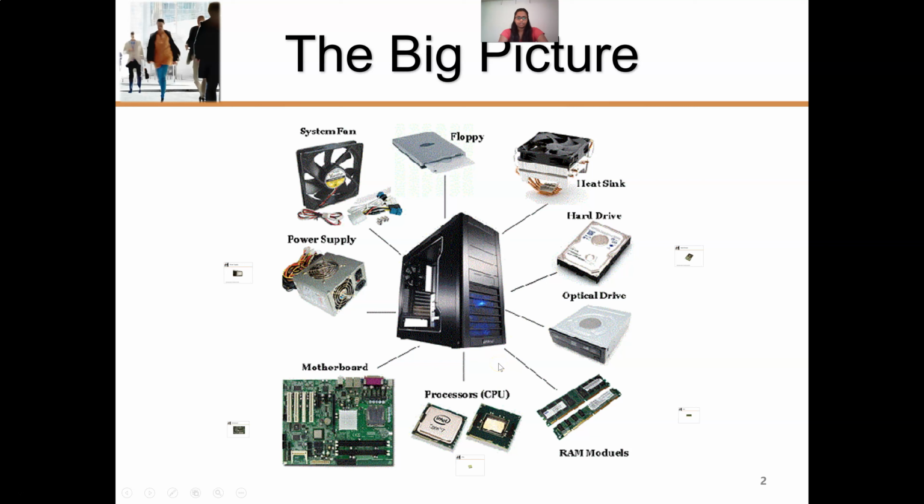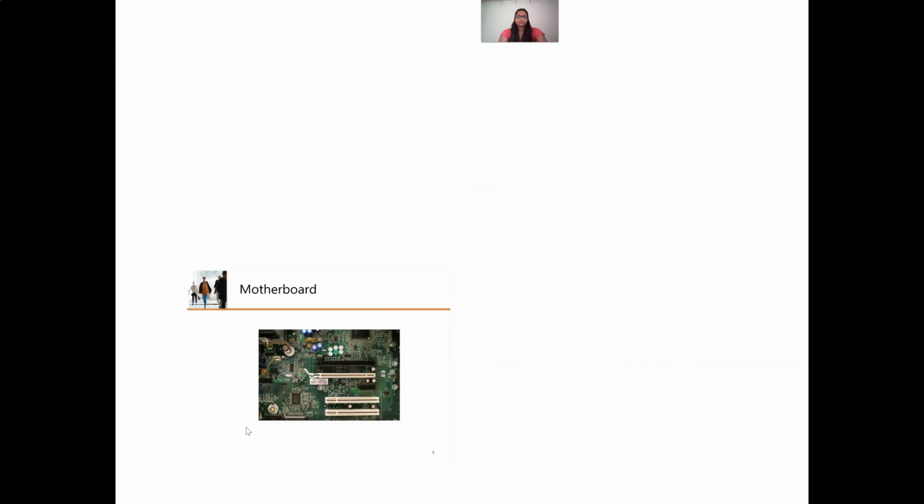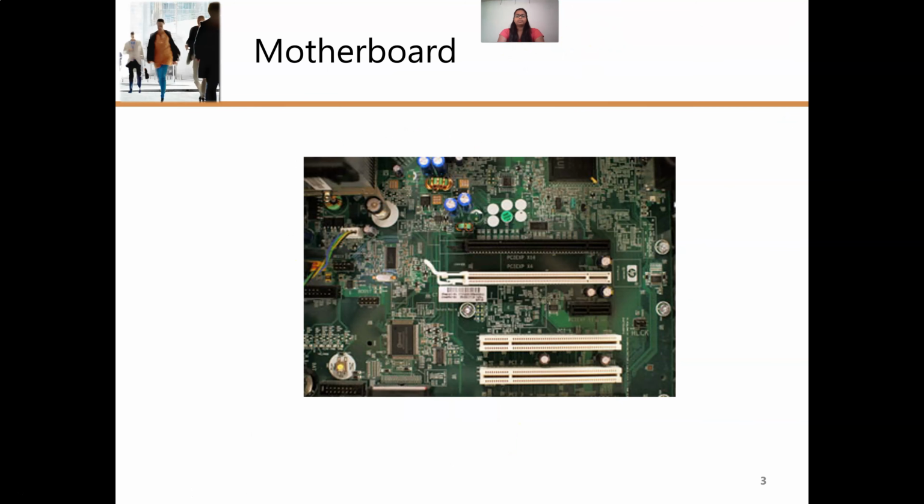This is a big picture. So we have inside a computer a motherboard, processor, RAM, optical drive, hard drive, heatsink, floppy, system fan, power supply. Let us see one by one. The motherboard. It is the circuit board that holds the main internal components of the computer together.